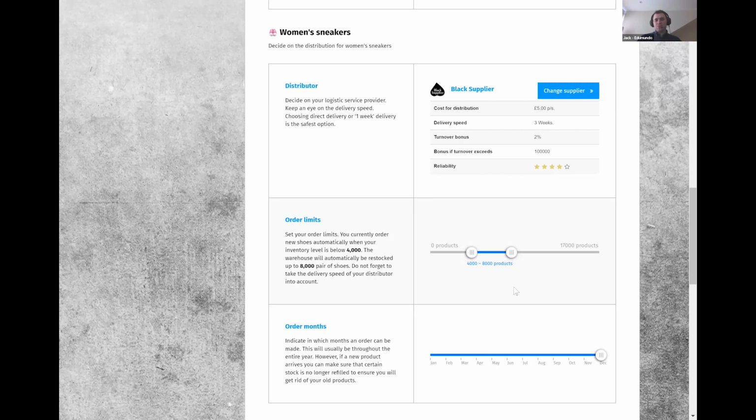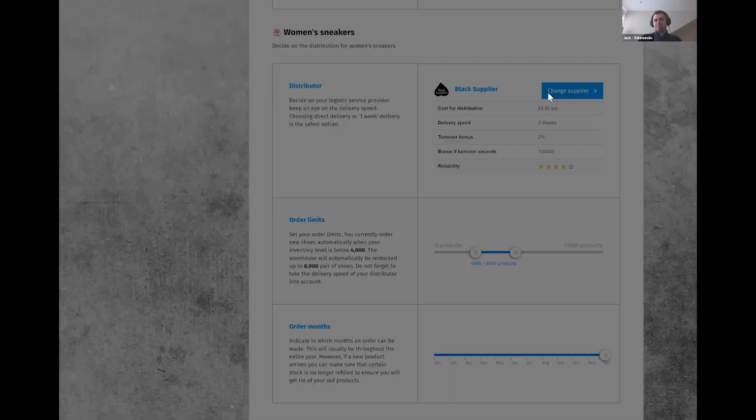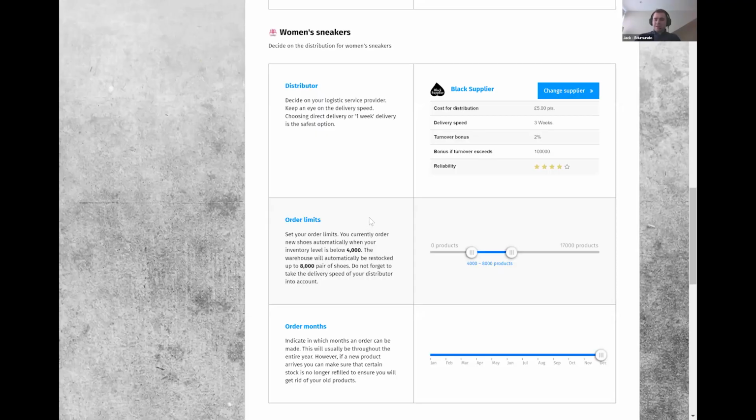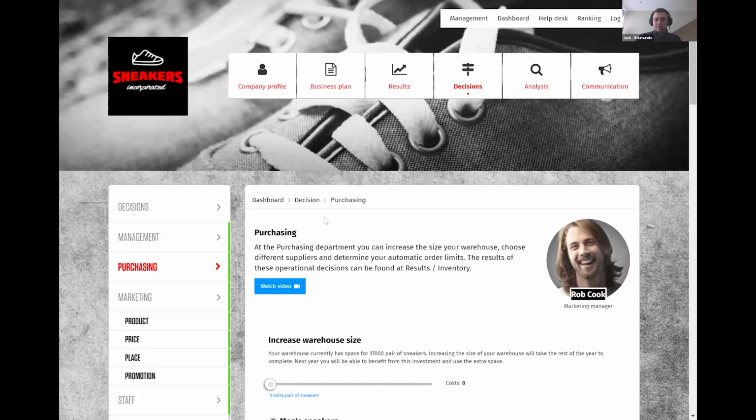This is probably the main way that you can fix your inventory problems, but the other, maybe more expensive way is to change the supplier. More specifically, changing to fast delivery, which has a 0-week delivery time. So you'll never have to worry about that calculation of lead time. But that's about it in terms of all the inventory stuff.